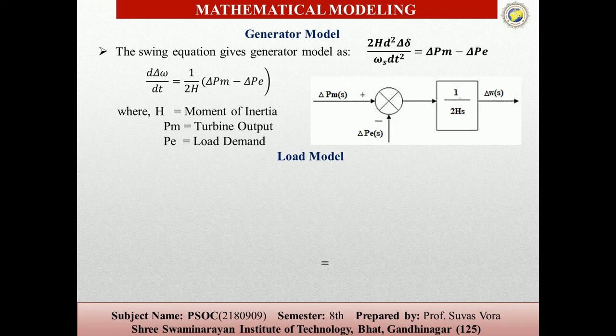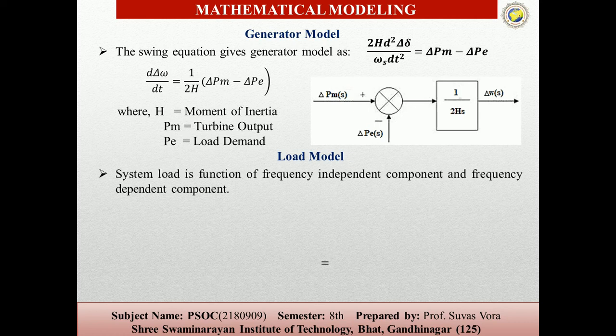Now in a similar way, the load model. The system load is a function of a frequency independent component and a frequency dependent component, and the load can be written as delta Pe, the difference of the load demand, is equal to delta P0, the frequency independent load, plus delta PF, the frequency dependent load component. P0 is the independent of frequency and delta PF is the dependent load component.